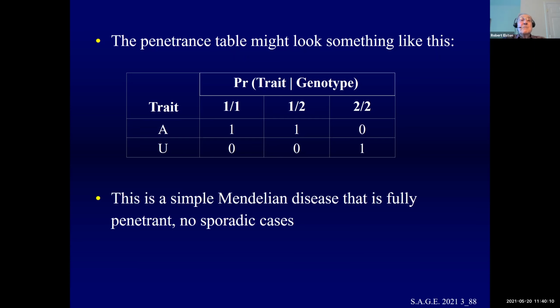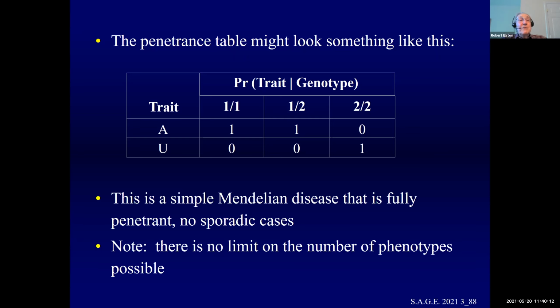Simplest in that, it may or may not be true, but if it were true, there's very little to worry about in terms of putting in unknown parameters. Note there is no limit on the number of phenotypes possible. Here we have only 2, affected and unaffected, but we could have lots of phenotypes available, or different kinds of severity. All these are possible.